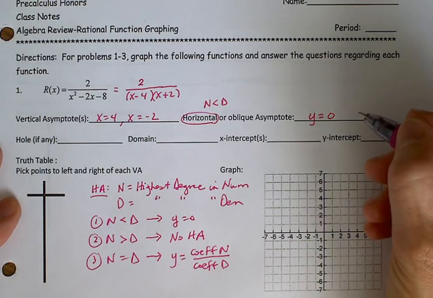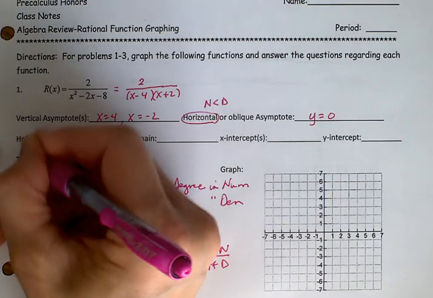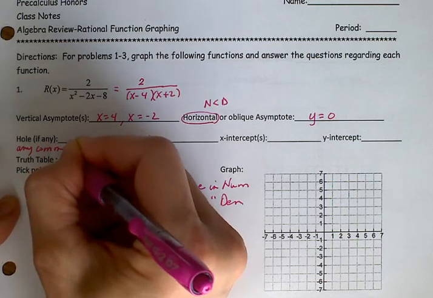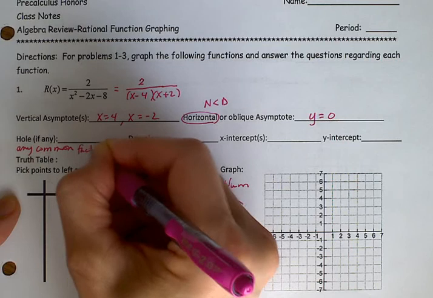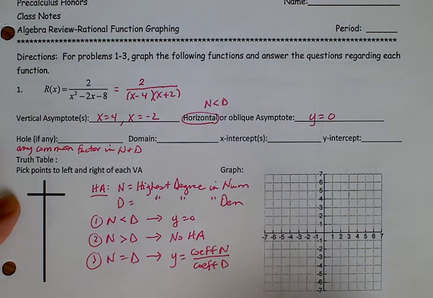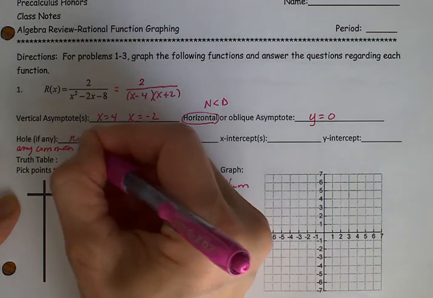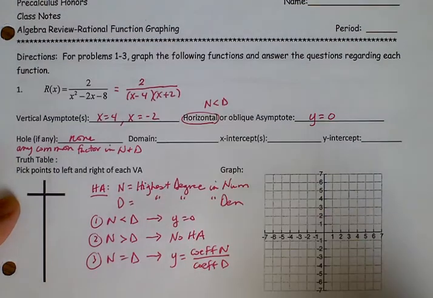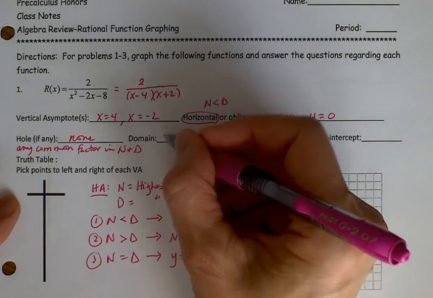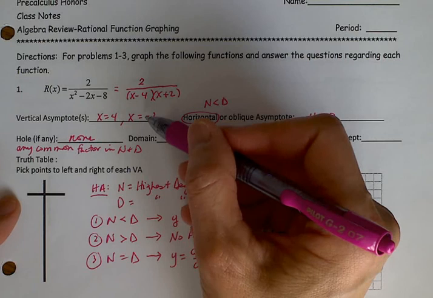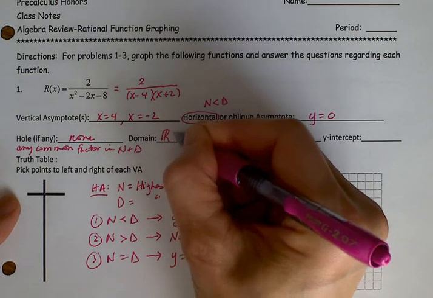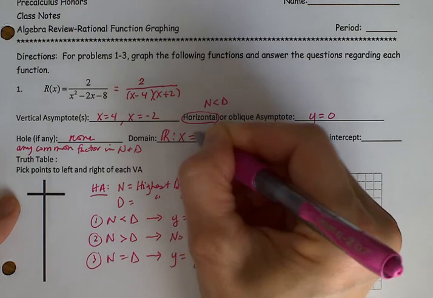For holes, you have to look at any common factor in the numerator and denominator. Since there are no common factors, there are no holes, so I'll say none on this. The domain is all the possible x values, and generally it's going to exclude all of your vertical asymptotes along with any holes that occur. So for this one, it's all real numbers such that x does not equal 4 or negative 2.